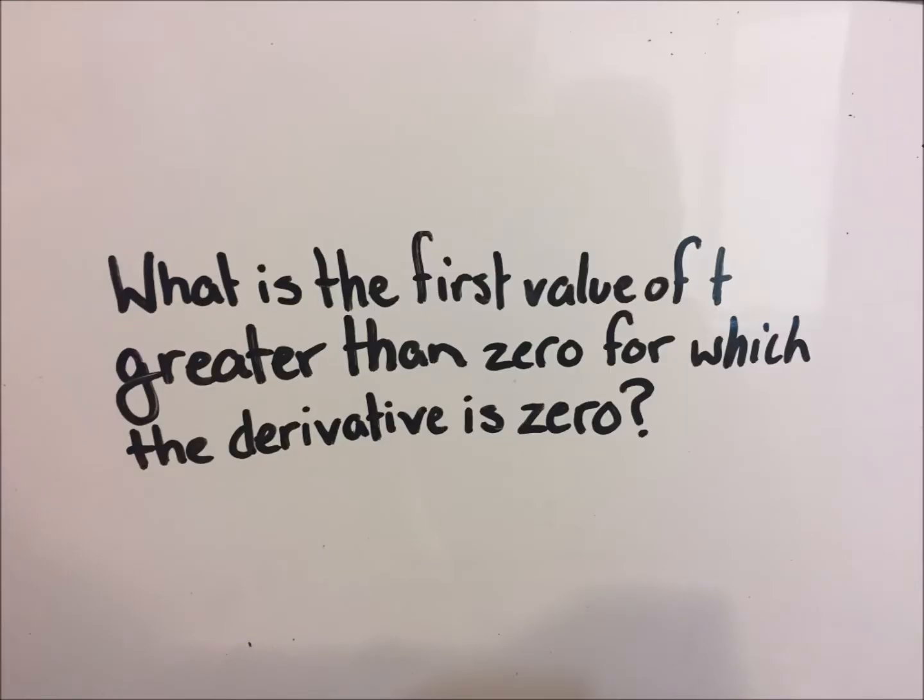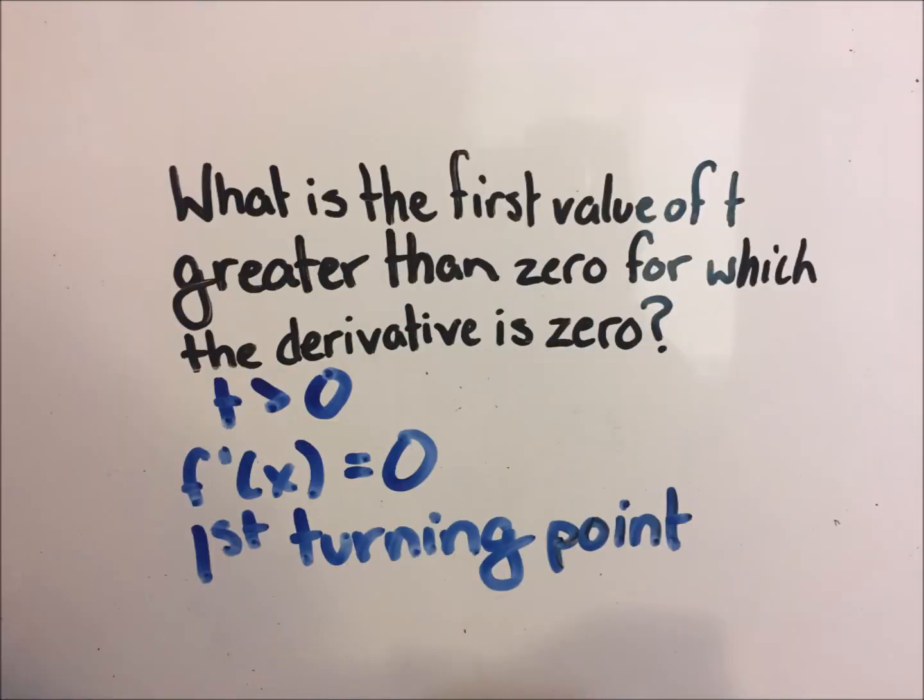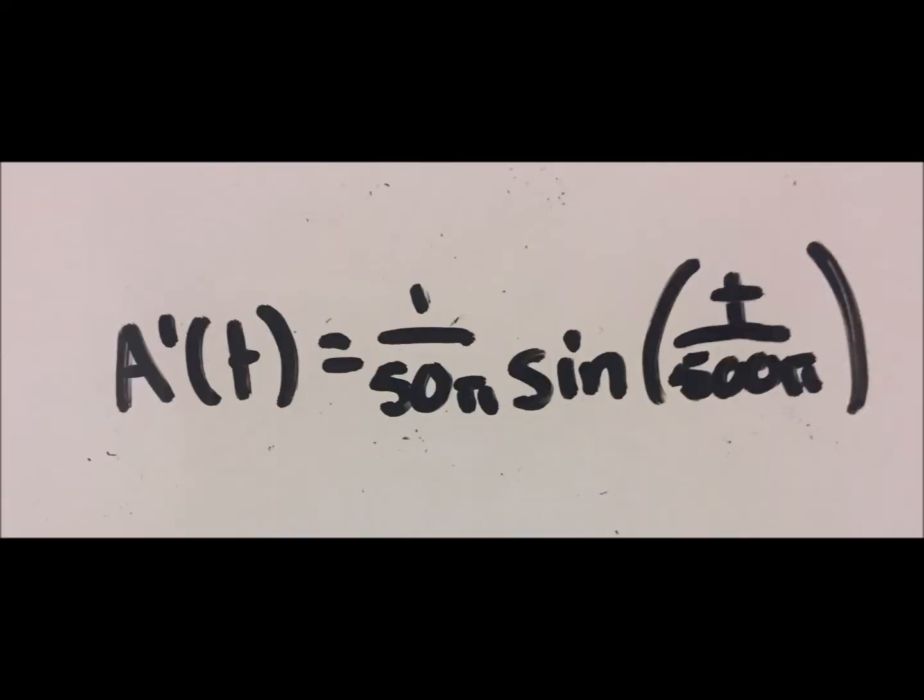Now we can do the second part of the question. The question is, what is the first value of t greater than 0 for which the derivative is 0? In other words, this is asking for the first turning point after 0 seconds. To do this, I can simply set the equation which we just derived equal to 0 and solve for t.